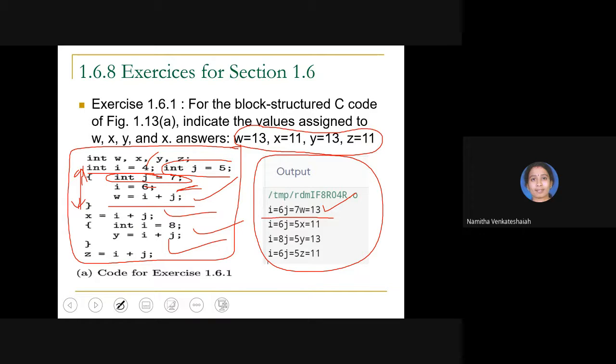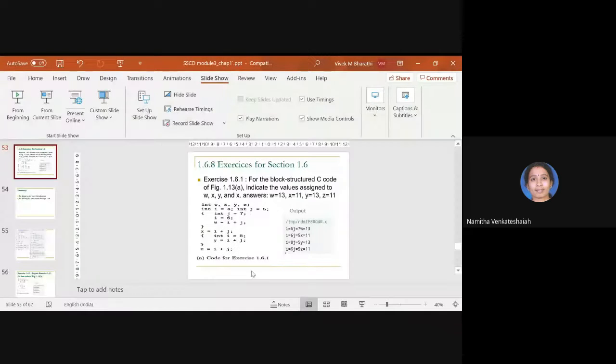And which value of J will be taken? The one declared in the beginning will be taken. Why? Because the scope of int j is equal to 7 is only inside. Okay, someone is trying to join.